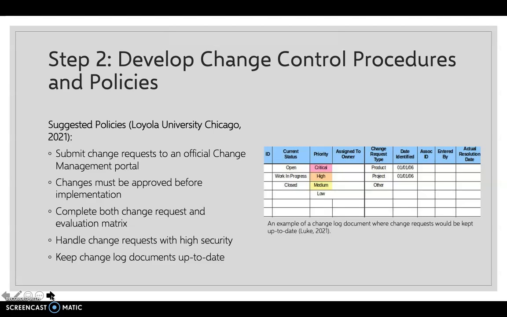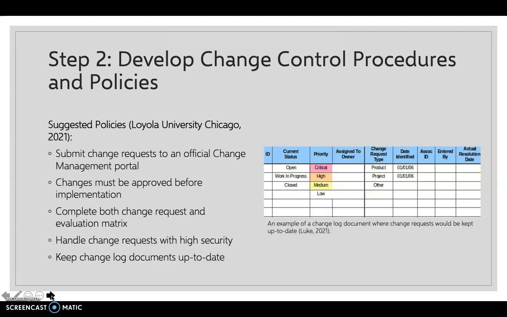The following slide outlines policies that should be in place for the change control process. Change requests should be submitted to a Meadow Hospital official change management portal to be analyzed. Changes are not to be completed until they are approved according to the procedures outlined in the previous slide. The change request document and evaluation matrix must be fully completed and identify the impact of change on the project. In this scenario, these documents would have helped to identify the impact of the change on the EHR system and on the ability of the respiratory therapy team to chart patient data.